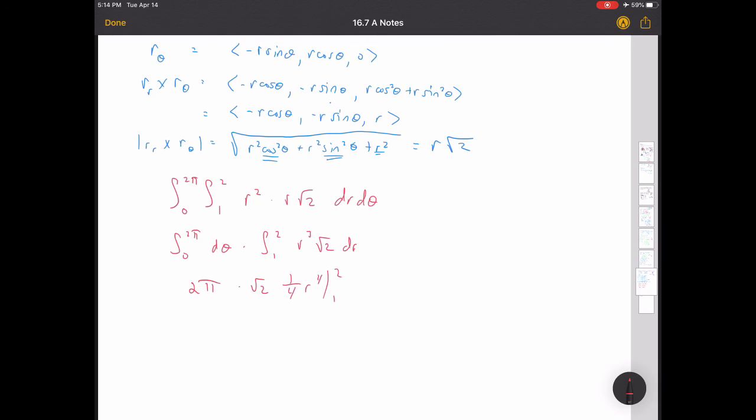So all the constants here give me pi root 2 over 2, I believe. And then plugging in 2 to r is going to give me 2 to the 4th, which is 16, minus 1 to the 4th, which is 1. So that gives me 15. So it looks like what we get is 15 pi root 2 over 2. That is our surface integral.